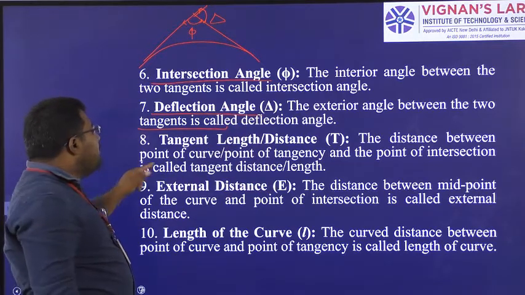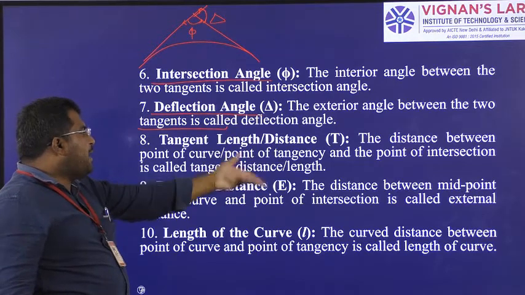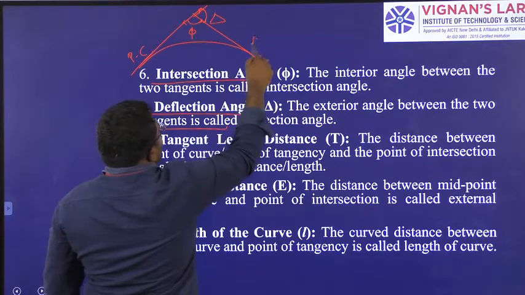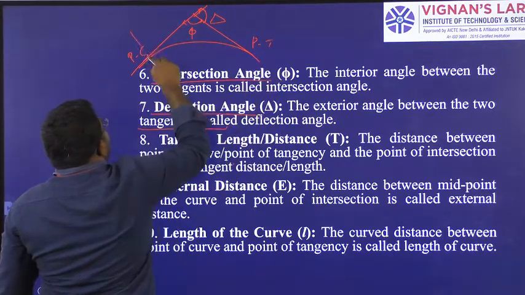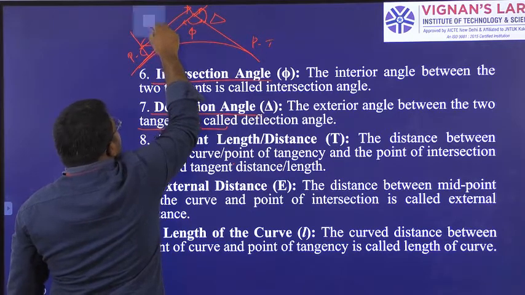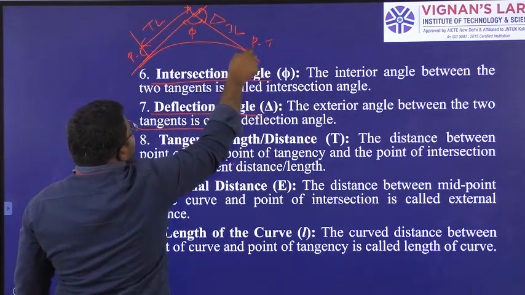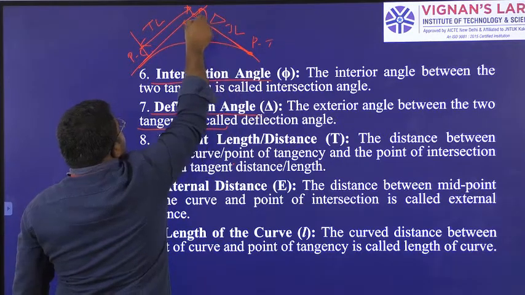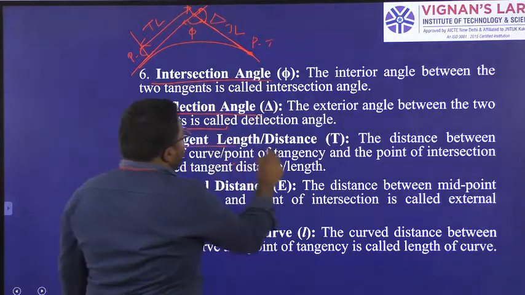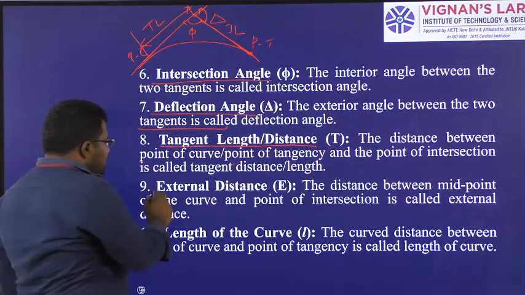The distance between the point of tangent and the point of intersection. See, this is the point of curve, this is the point of tangent, right? So from here to the point of intersection, whatever distance is there, that is called tangent length. From the point of tangent to the point of intersection, whatever length is there, that is called tangent length or tangent distance, right?